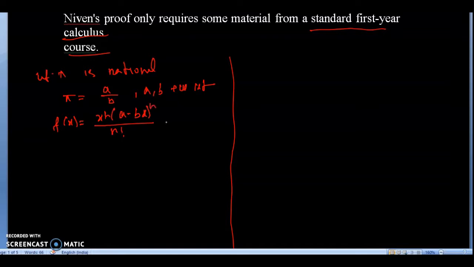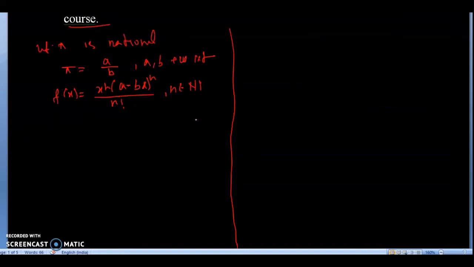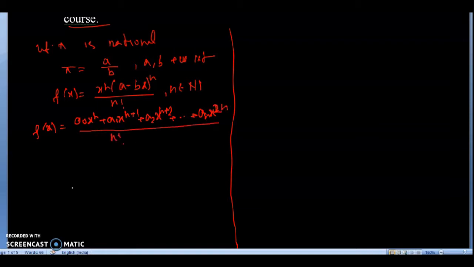Now we define a function f(x) equals x to the power n times (a minus bx) to the power n, over n factorial, where n is a natural number. If we expand f(x), it looks like a0 x^n plus a1 x^(n+1) plus a2 x^(n+2) and so on up to an x^(2n), and the denominator is n factorial.